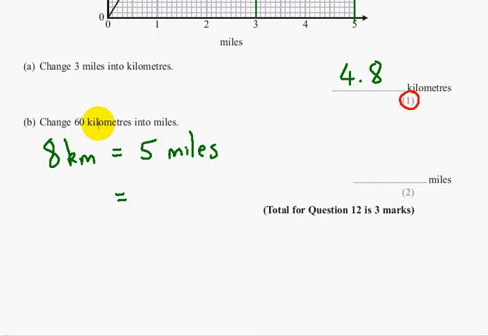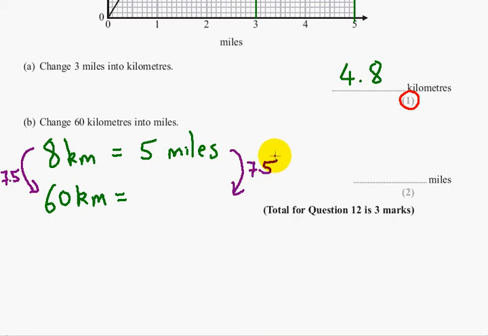So therefore 60 kilometers is going to be 7.5 times bigger than 8 kilometers. I did 60 divided by 8, so let me just write this in. So I've had to multiply this by 7.5. So therefore, we're going to have to multiply this by 7.5 as well.